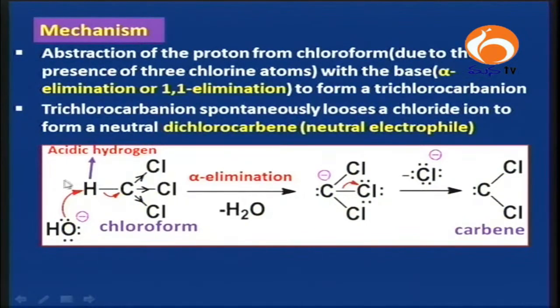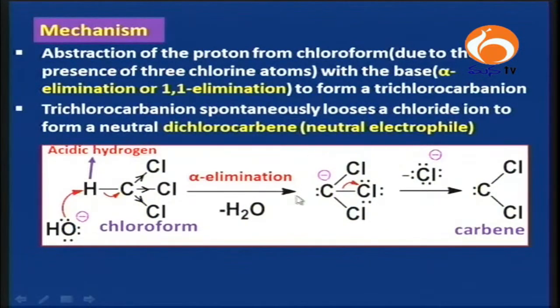When we abstract this particular proton, then we will obtain this trichlorocarbanion, and this elimination is known as alpha elimination, because we are removing the proton or hydrogen atom which is attached to the alpha carbon atom.